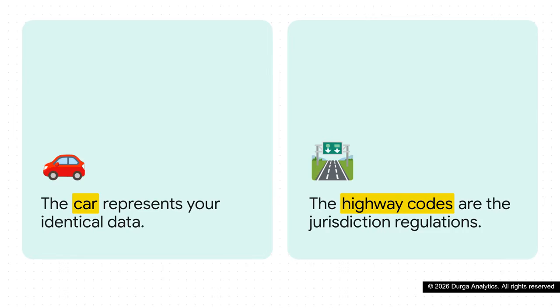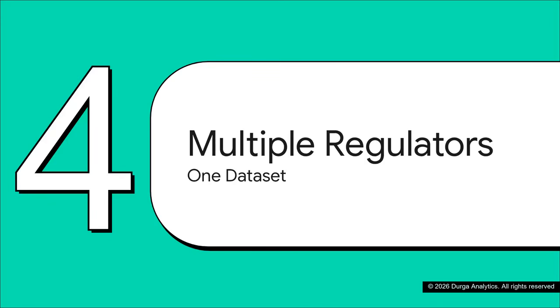The car itself? It's identical. It hasn't changed one bit. But the rules differ by jurisdiction. Well, your data is that car. EU, US, and Indian regulations are the 3 distinct highway codes you absolutely must satisfy when your data crosses borders. Let's head into Section 4.